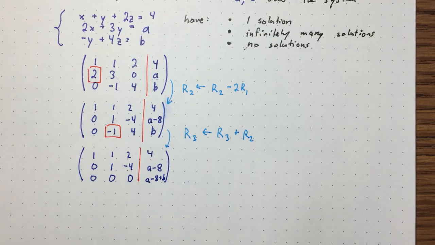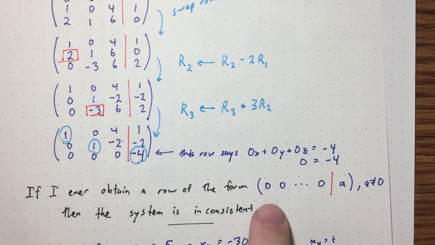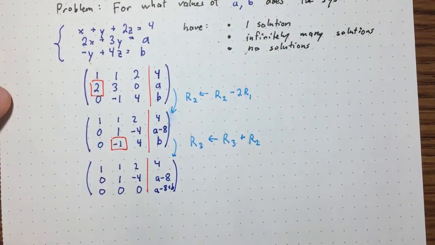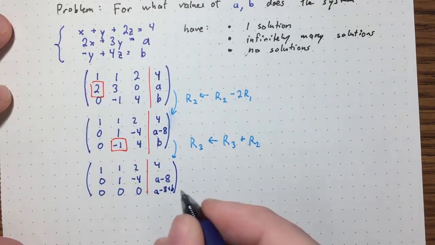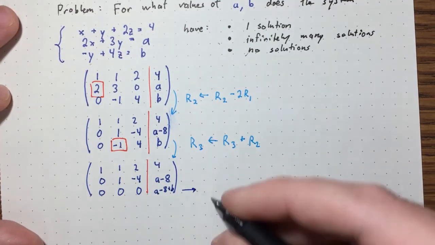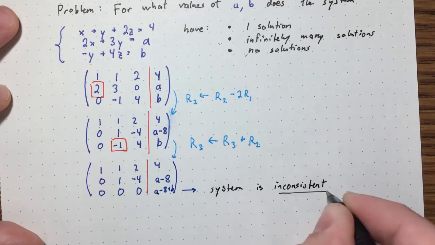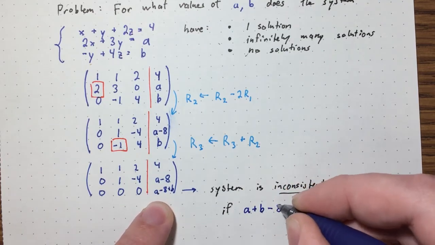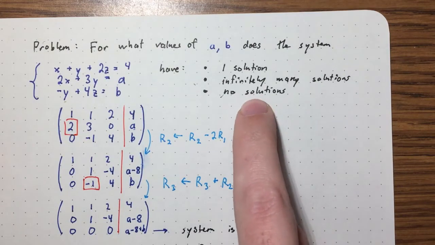Okay, well, wait a second. I can find that page from before. But remember, anytime we get a row that looks like this, the system is inconsistent, right? So we have an inconsistent system here, as long as this number here is not 0. So the system is inconsistent if that number right there is not 0. So if A plus B minus 8 is not equal to 0, then we just have a contradiction. We don't have any solutions. So we just took care of this case.